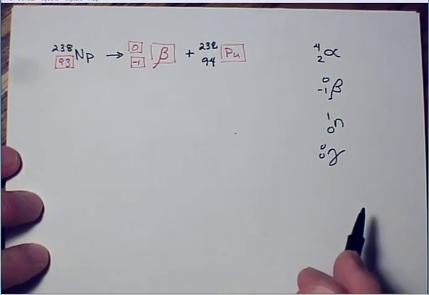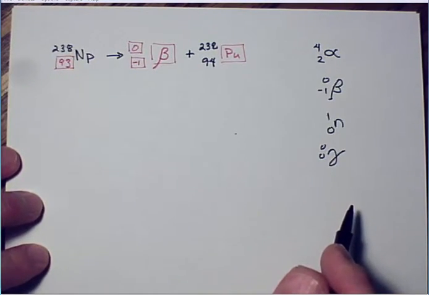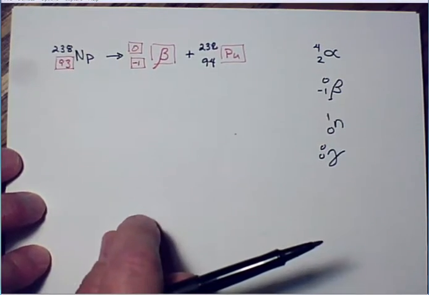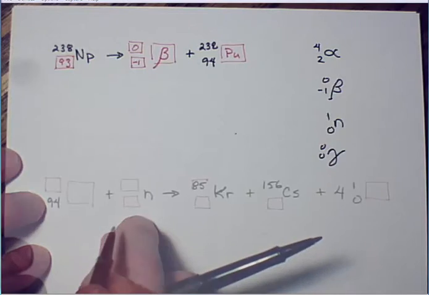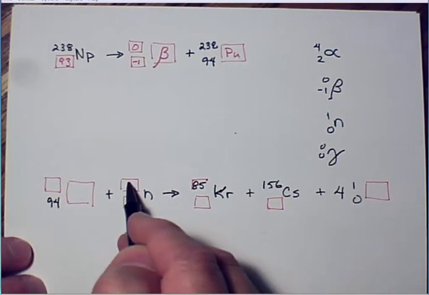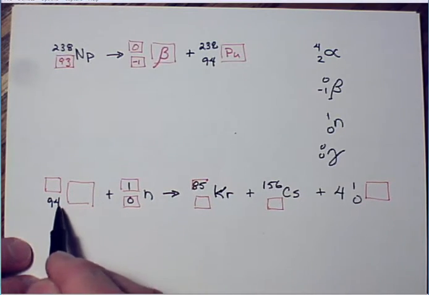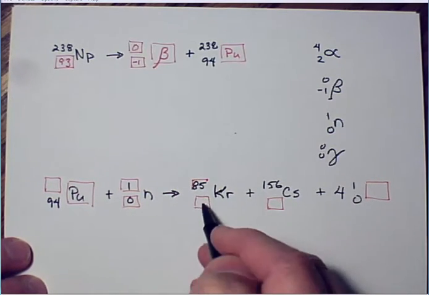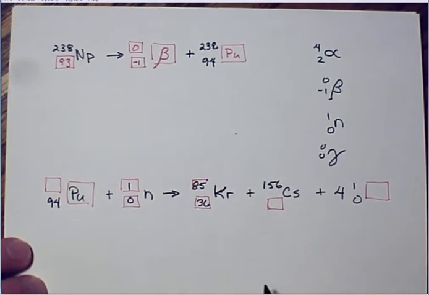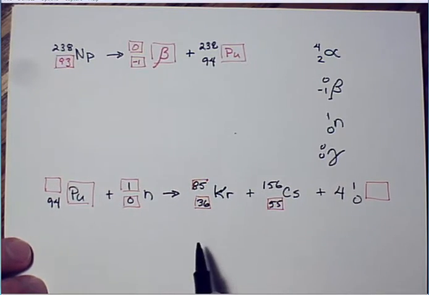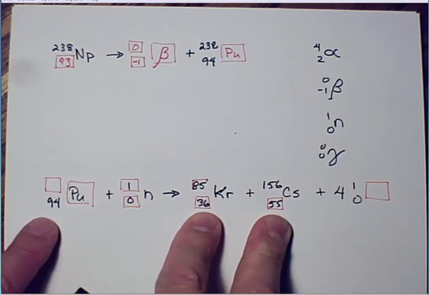Let's do this before I forget it. One more of these kind of equations, then we're going to do the test. What numbers go here for neutrons? 1 and 0. What element and symbol goes here for 94? Pu. What goes right here for krypton? 36. What goes here for cesium? You look up those in the periodic table.